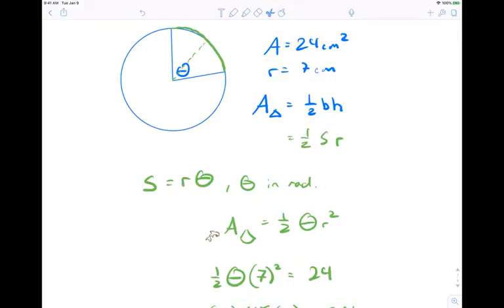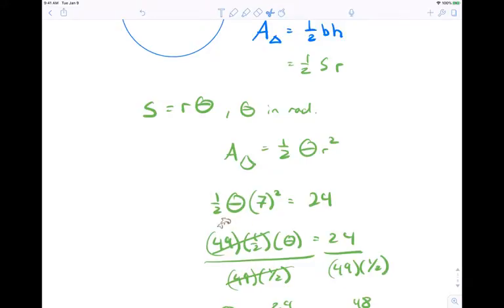So if this is the formula, we're solving for theta. They gave us the radius and they gave us the area, so we plugged it in here. Is this line okay? Oh, 48, 24. So at this point we had 1/2 times theta times 49. I could have gotten rid of the 1/2 first by multiplying both sides by 2, because dividing by 1/2 is multiplying by 2. If we multiply both sides by 2, the halves are gone, and then this becomes 48. Right? So dividing by 1/2 is the same as multiplying by 2.